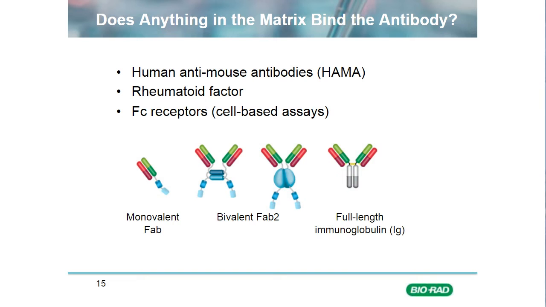Another consideration is that there may be proteins present in the matrix in which your analyte is found, which may themselves bind the antibodies. So this is really the opposite of your antibody binding a protein it shouldn't in the matrix. This is something in the matrix binding your antibody. So I'd like to unpack this a bit because there are a number of proteins that can have this kind of effect. The first example is HAMAs, or human anti-mouse antibodies.